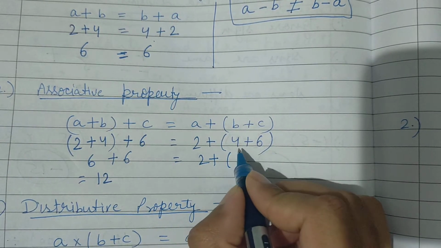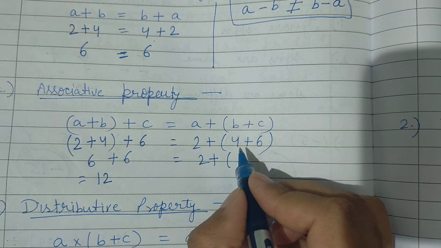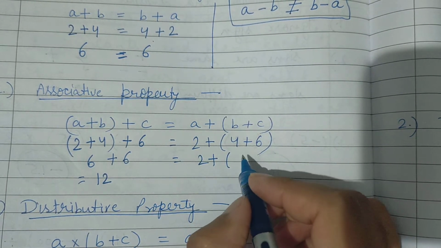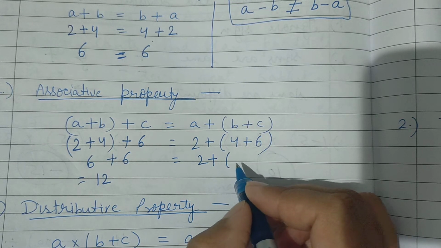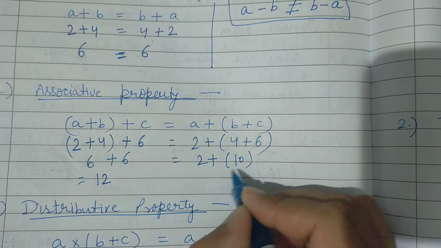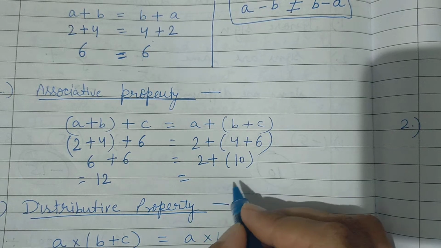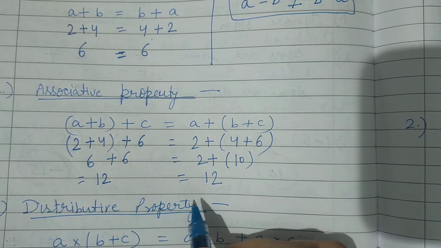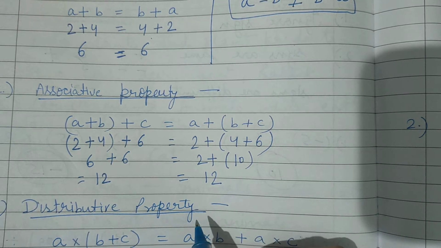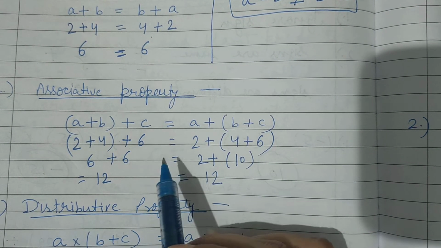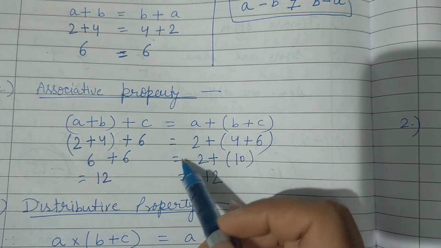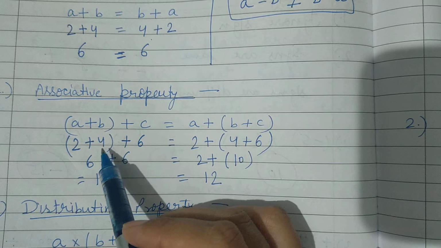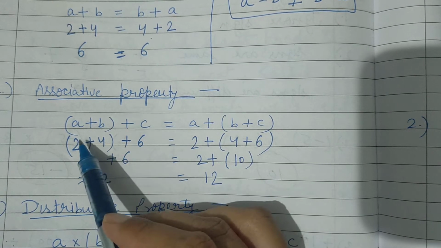This time I am adding first 4 and 6. So 4 plus 6 is equal to 10. Now 2 plus 10 is equal to 12. See, the answer is same in both the cases. So what is associative property? This property says if there are three numbers written, we can add in any order.